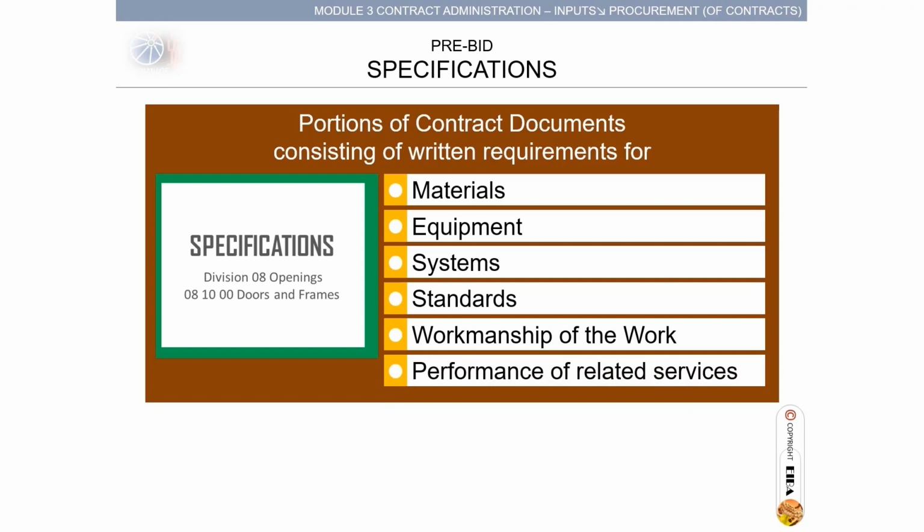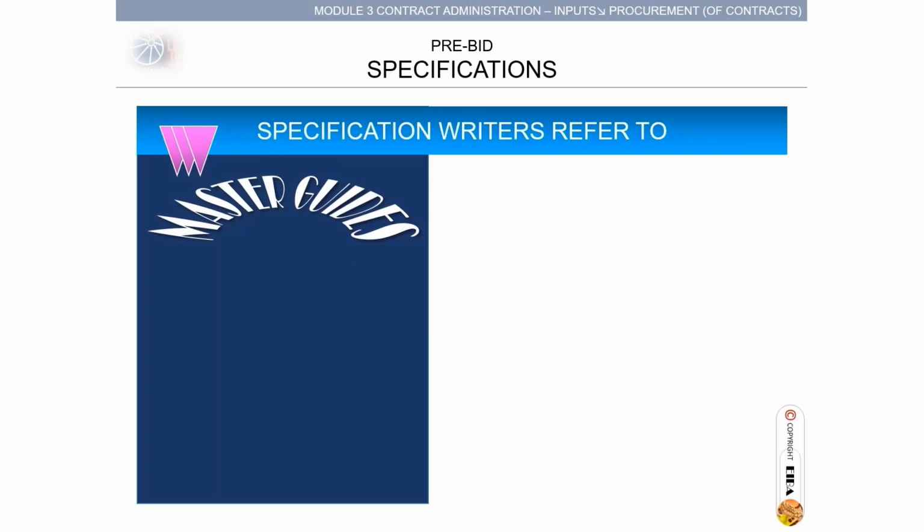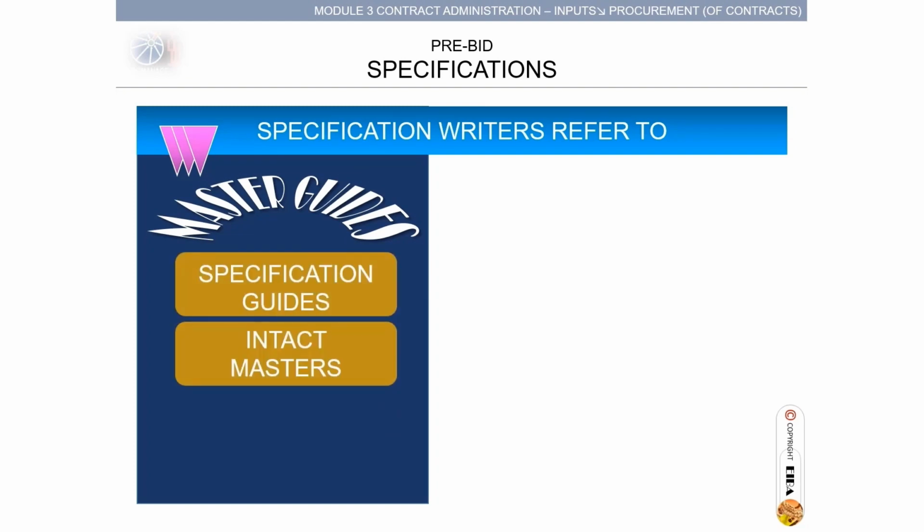The handling of specification is referenced from AIA document A201-2007, General Conditions of Contract for Construction. The specification writers refer to the master guides. These are specification guides and intact masters.